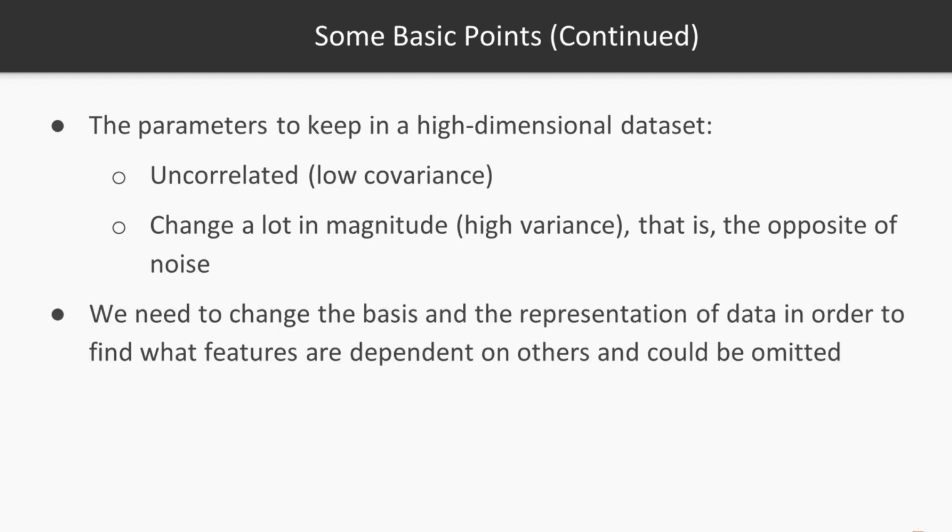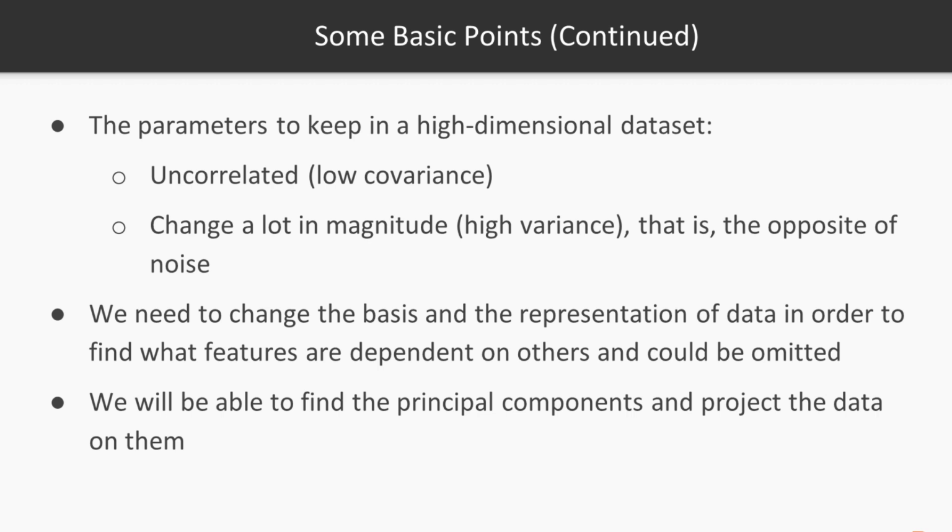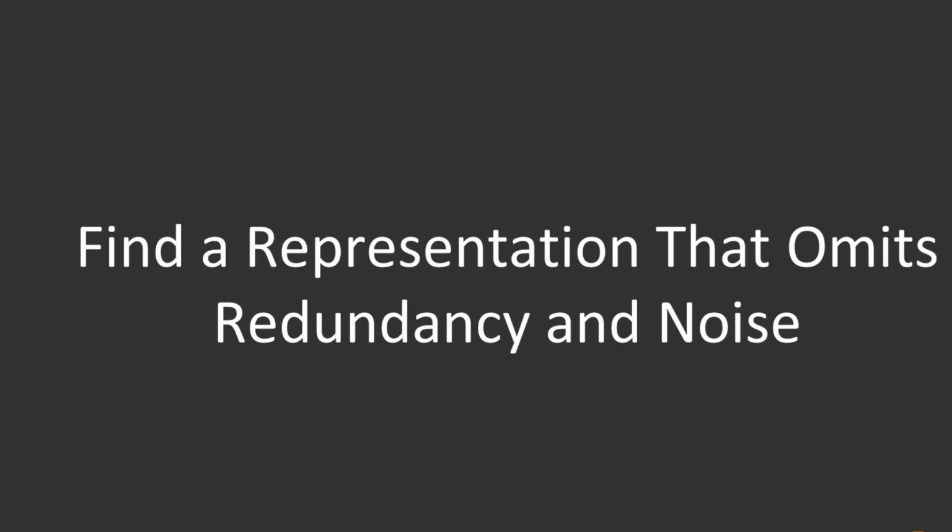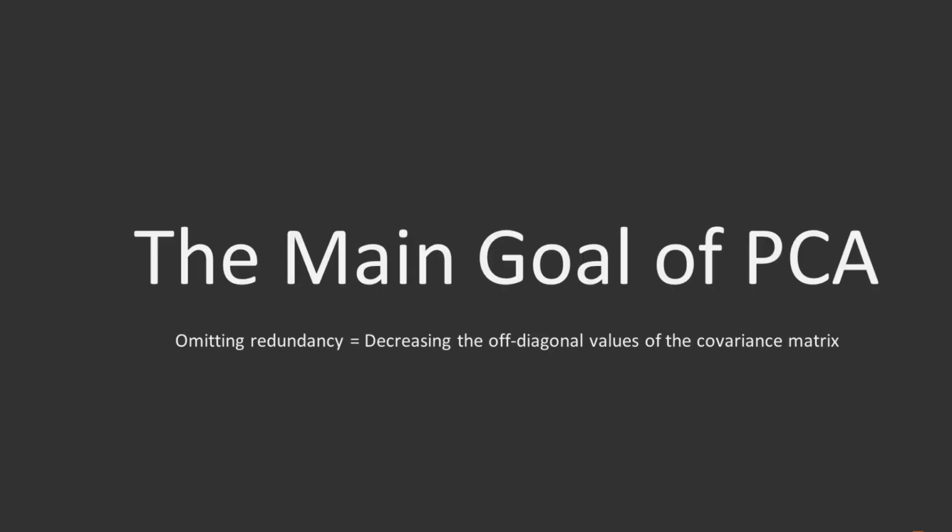In PCA, we need to change the bases and the representation of the data in order to find which features are dependent on the others and can be omitted. In this change of the bases, we will be able to find the principal components and project the data on them. So the main goal of PCA is to find a representation that eliminates redundancy and noise. The elimination of redundancy is equivalent to decreasing the off-diagonal values of the covariance matrix. Eliminating the noise is equivalent to increasing the on-diagonal values of the covariance matrix.